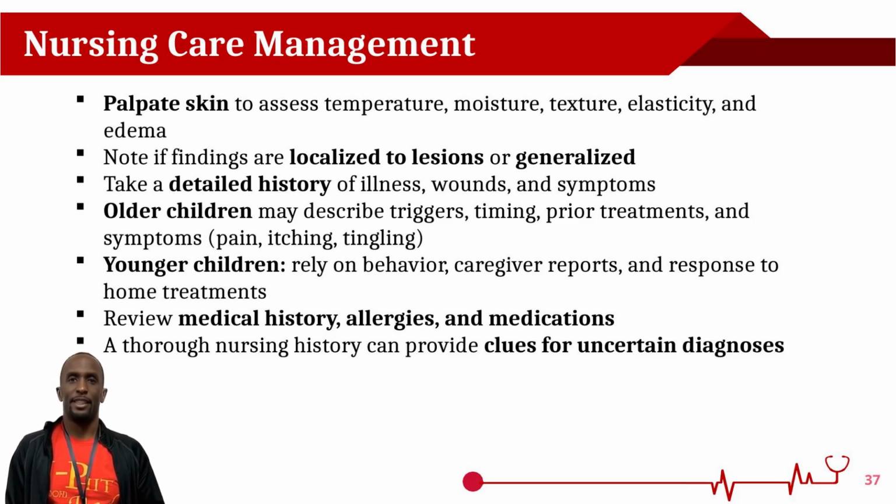Determine if these findings are localized or generalized. Gather a detailed history of illness, wounds, and symptoms. Older children can describe triggers and treatments, while younger children rely on behavior and caregiver reports. Review medical history, allergies, and medications for diagnostic clues.